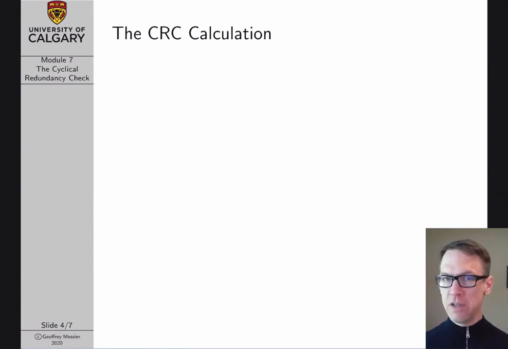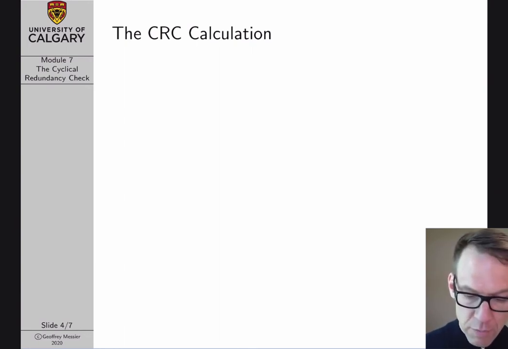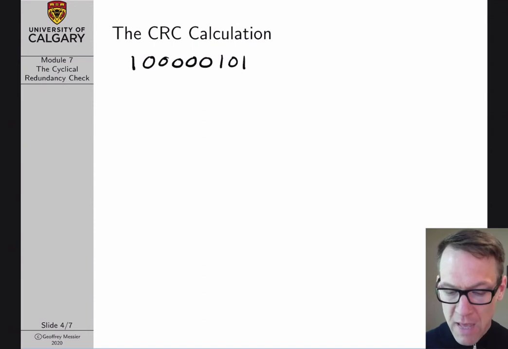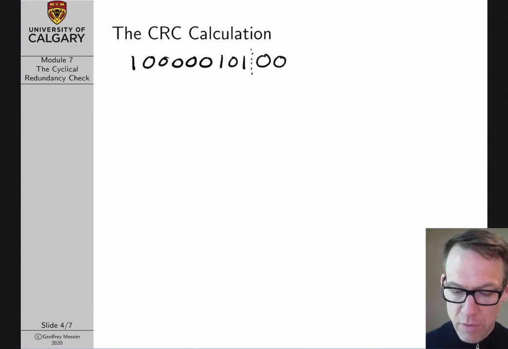So if we continue with our example now, what we want to do is subtract off the remainder from our zero padded information payload. If you recall, our information payload was 1, 4, 5, 1, 0, 1. And then we padded it, I'm just going to do a little dotted line here, and then we padded it with 5 zeros.